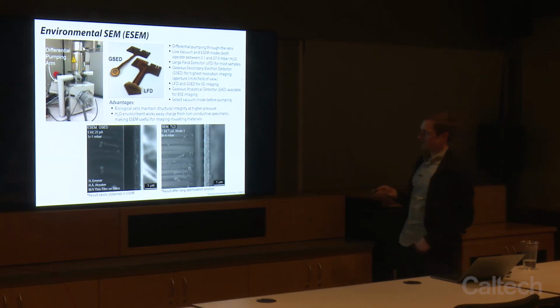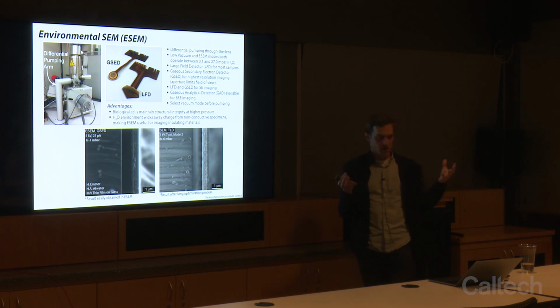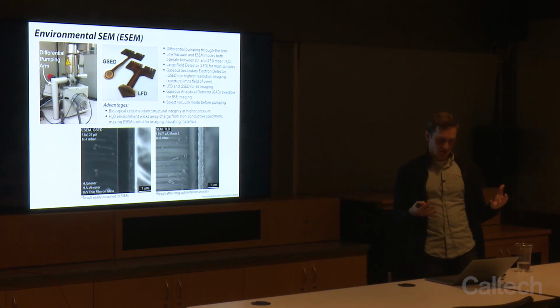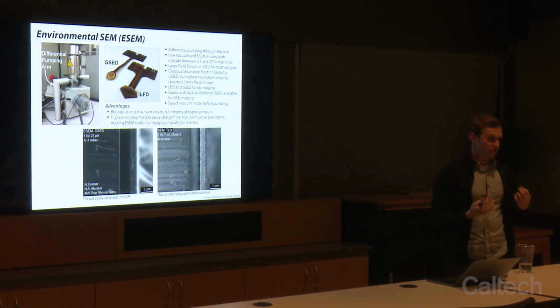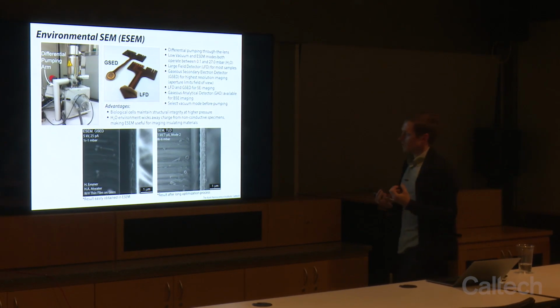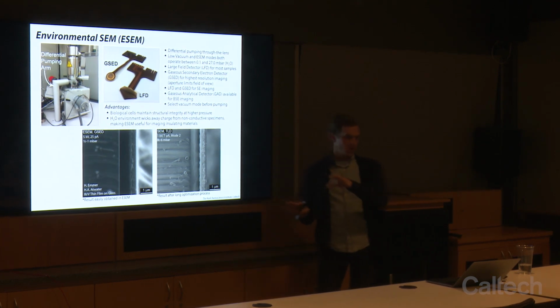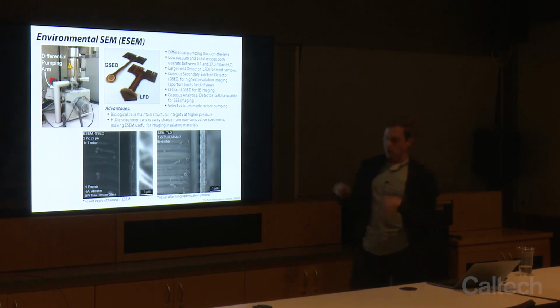The other thing we can use it for is to image really non-conductive specimens. The way that you have the high pressure is you have water vapor in the chamber. That water vapor is pretty good at wicking away charge that would otherwise accumulate on your specimen. So if you have a highly non-conductive specimen, you put it in at high pressure with the water vapor, and you can image it without coating it with anything.